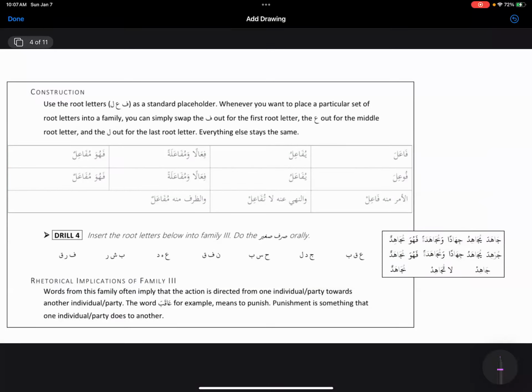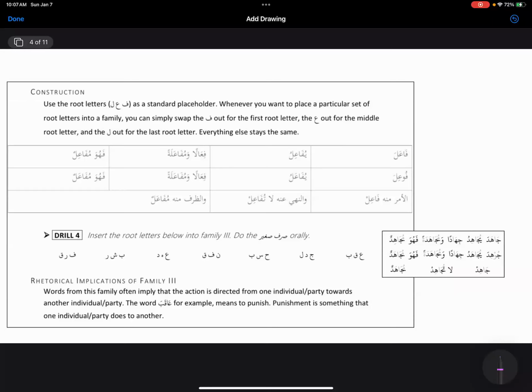Okay, so nafaqa. Can I try? Yeah, go ahead. Nafaqa, yunafiqu, nifaqan wa munafaqatan, fahuwa munafiqun. Passive: nufiqa, yunafaqu, nifaqan wa munafaqatan, fahuwa munafaqun. Al-amru minhu nafiq, wan-nahyu anhu la tunafiq, waz-zarfu minhu munafaqun. Very good, mashallah, barakallah.